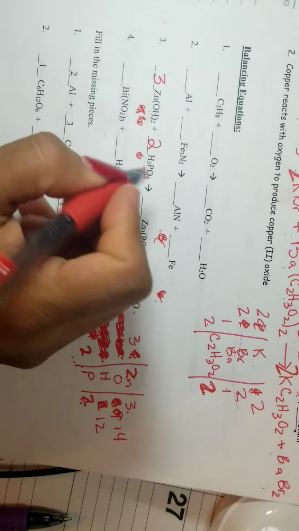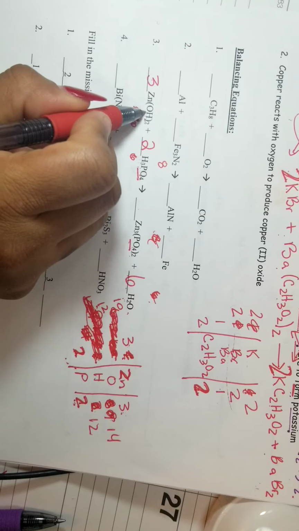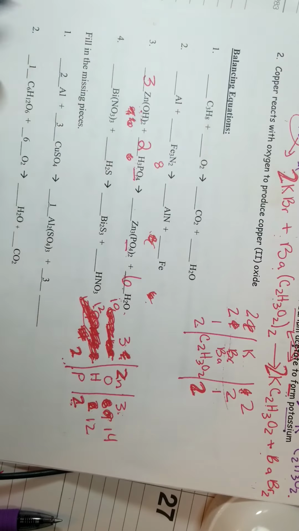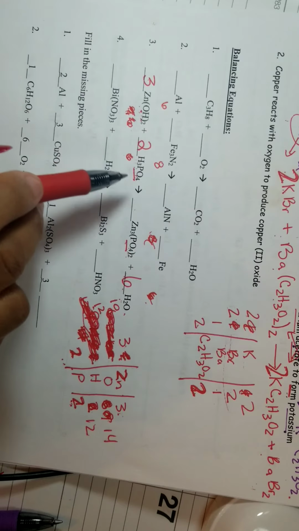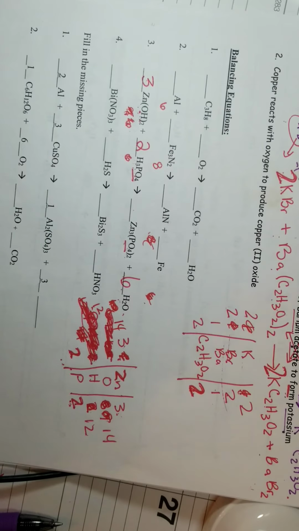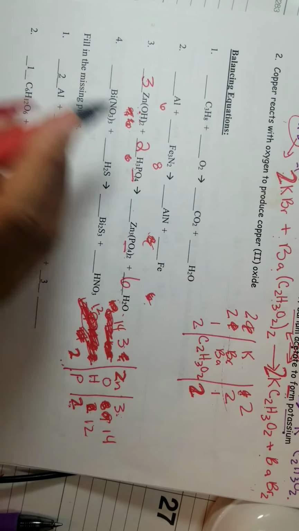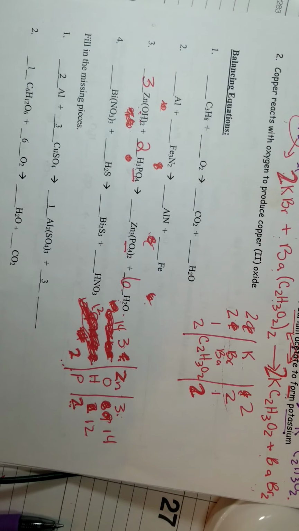2 times 4 for my O's is 8. This 2 goes in here. 3 times 2 is 6. 5, 10, 13, 14. What in the heck? I had a 10 and I really should have had a 14. You're probably yelling at me at home. I understand. All right.